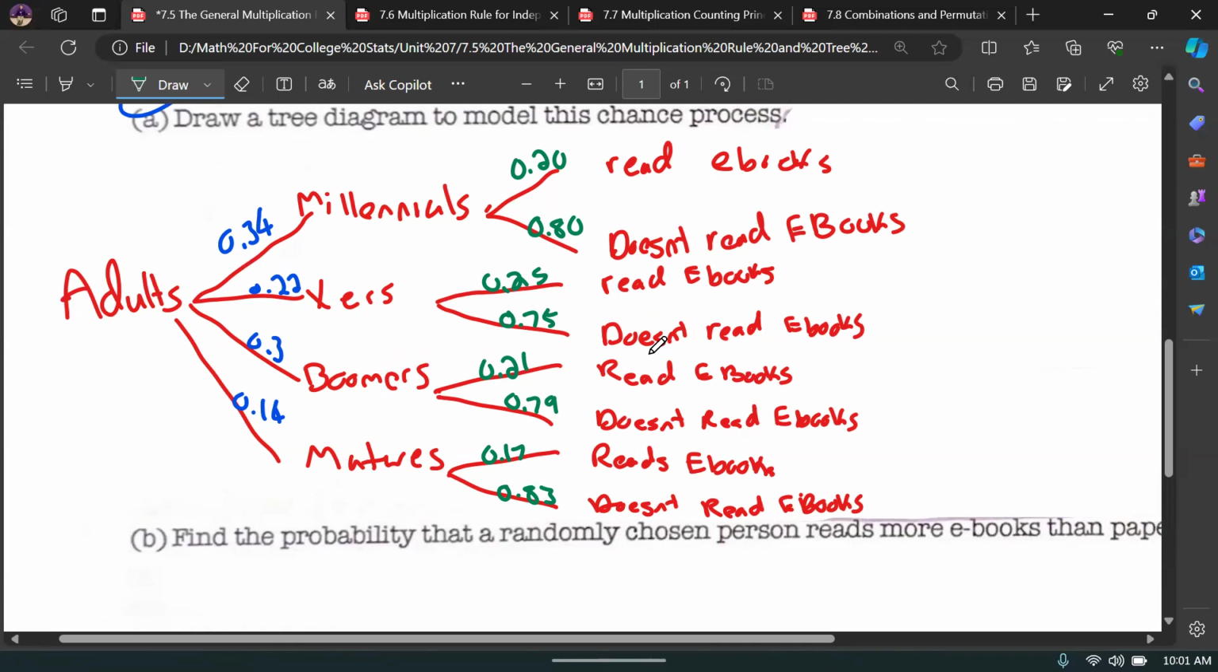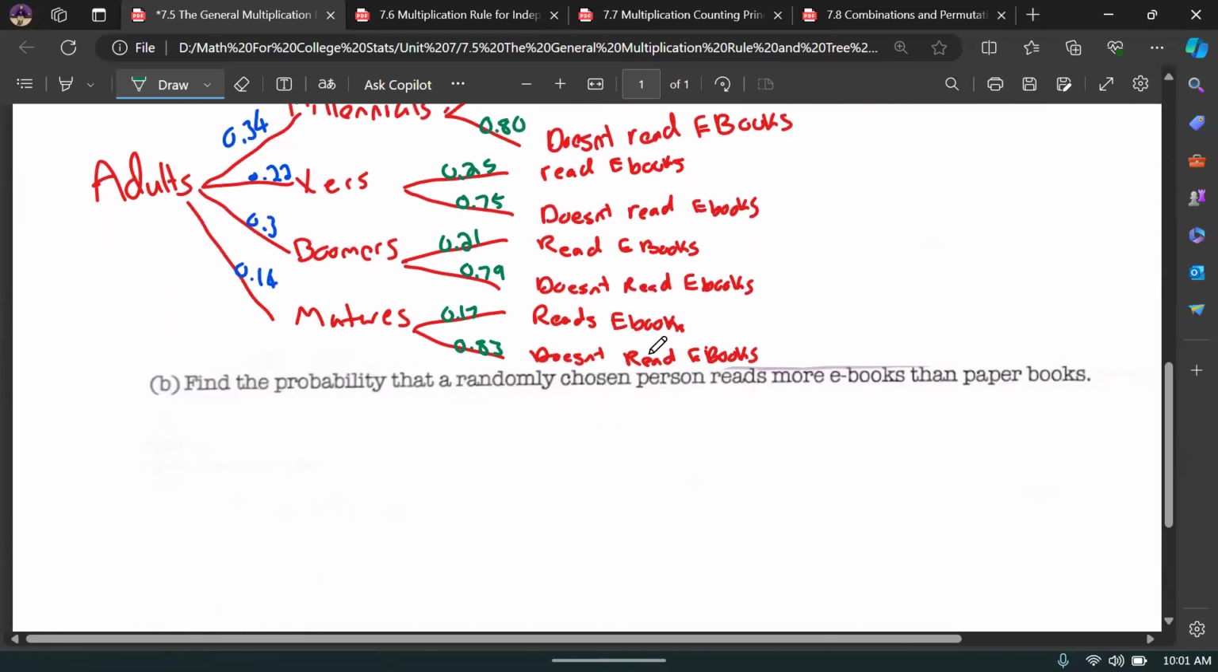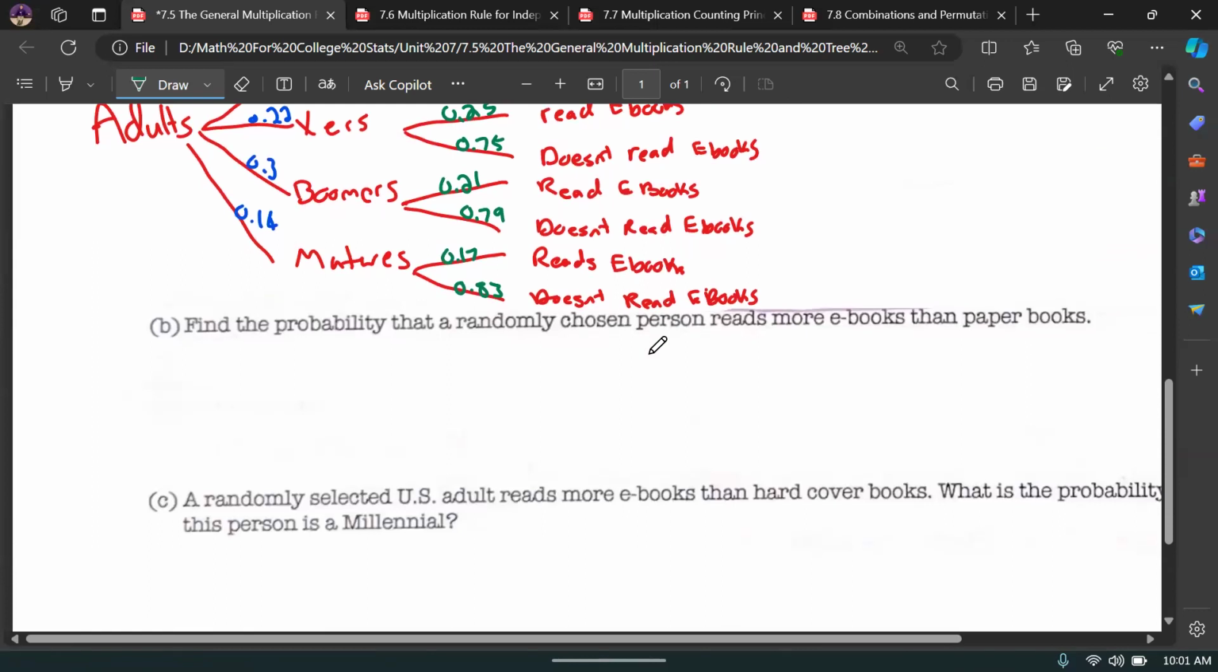It's very useful, because obviously there's a lot of numbers and it's a great way to organize it. So now we're going to use this to help answer some of the next questions. Find the probability that a randomly chosen person reads more ebooks than paper books. Okay.